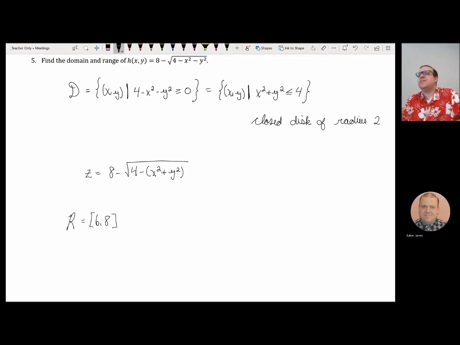Remember, range is still an interval, right? Because range is measuring output, which is a single variable, z, right? So that's still one-dimensional. It's only the domain that'll change dimensions.